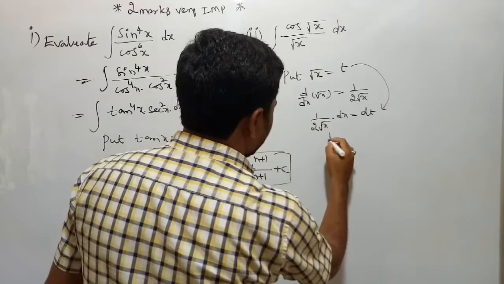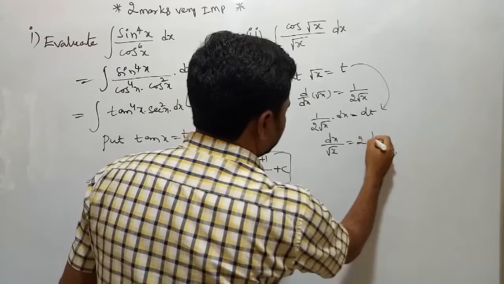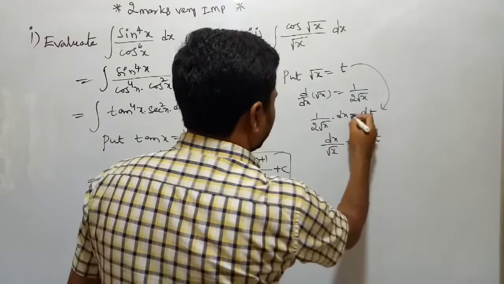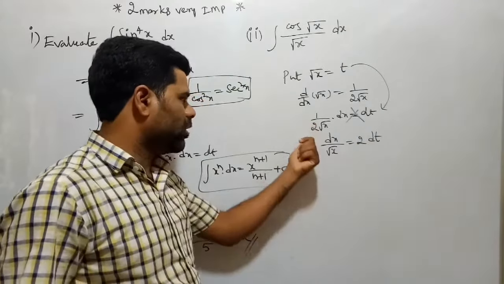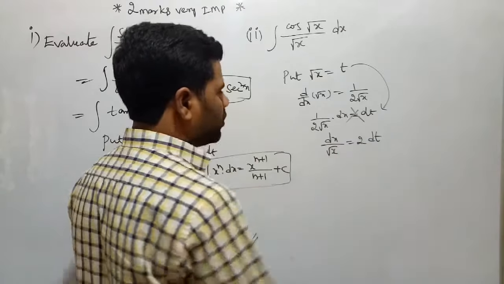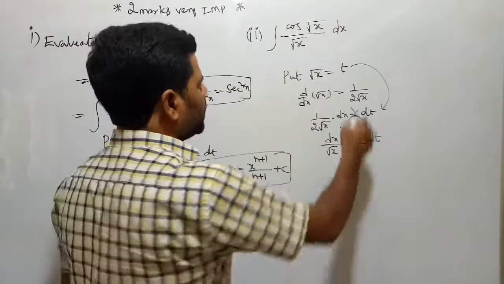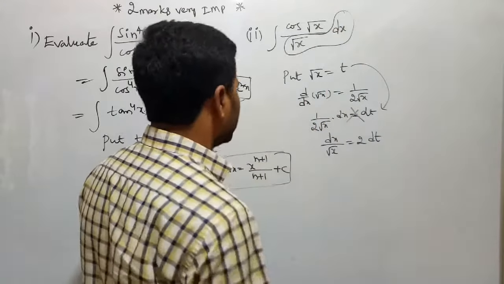So dx by root x is equal to 2 dt. Now just cross multiplication, so this 2 is in the denominator, so it becomes product. So dx by root x is equal to 2 dt.